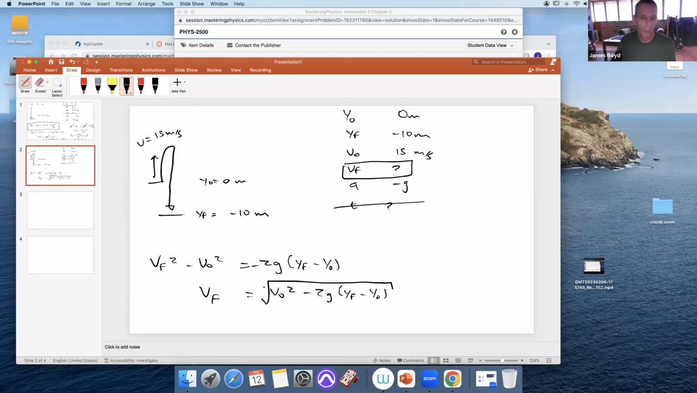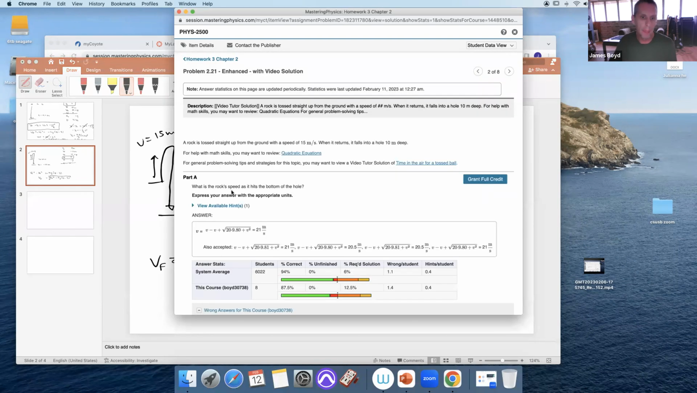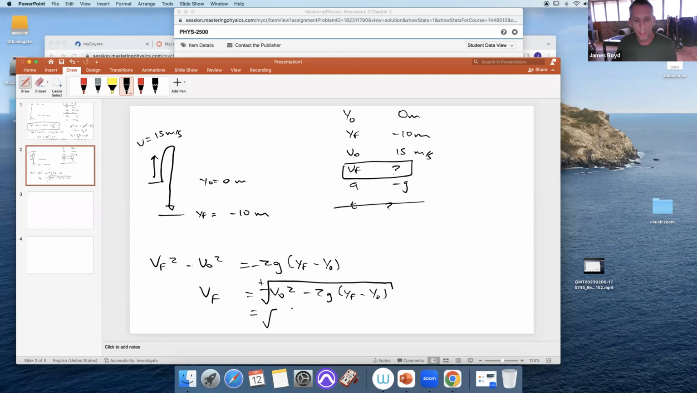We're going to take the square root. We can choose the positive or negative, but again, they want the speed. So plugging that in, I get 15 squared minus 2 times 9.8, times y final, which is negative 10, minus y initial, which is 0. So under the square root, I have 15 times 15 minus a minus. This 10 is also a minus, so I get plus 2 times 9.8 times 10.